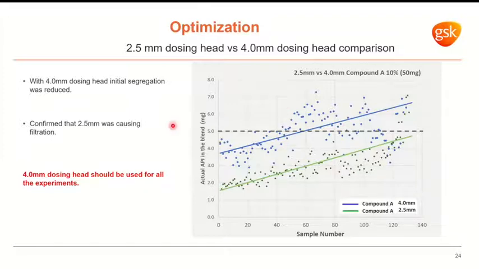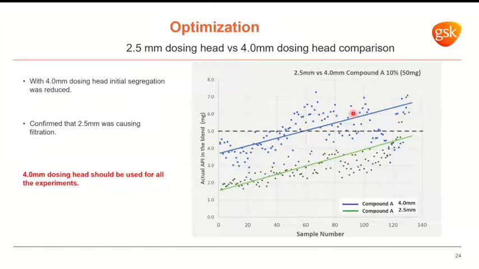So we took 50 milligram of compound A and we put it in a 4 millimeter dosing head and in a 2.5 millimeter dosing head, and we dispensed between 120 and 140 samples from the 4 millimeter dosing head, which is the blue one, and from the 2.5 millimeter dosing head. Since we have 10% of compound A in a 50 milligram blend, we are expecting to see somewhere around 5 milligram of dispense. But for the green one, you can see that the dispense is lower throughout, whereas for the blue one, we are seeing a much better dispense.